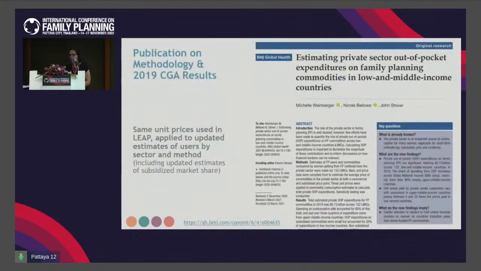We published a paper last year looking at the private out-of-pocket expenditures. This paper used data from the 2019 commodity gap analysis. For this year's LEAP report, we used the same unit prices that are published in this paper, and there's annexes with all that detailed data available if you're interested. But we applied those unit prices to our updated estimates of users by sector. And so you'll see the numbers in that paper are a little different than what I will talk about today.